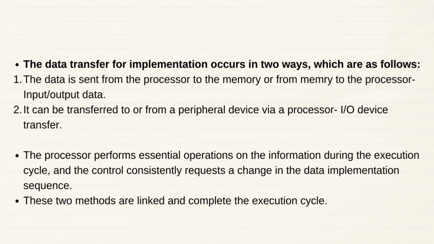The data transfer for implementation occurs in two ways, which are as follows. The data is sent from the processor to the memory or from memory to the processor, that is input output data. The second way is it can be transferred to or from peripheral device via a processor, that is IO device transfer. The processor performs essential operations on the information during the execution cycle, and the control consistently requests a change in the data implementation sequence. These two methods are linked together and complete the execution cycle.